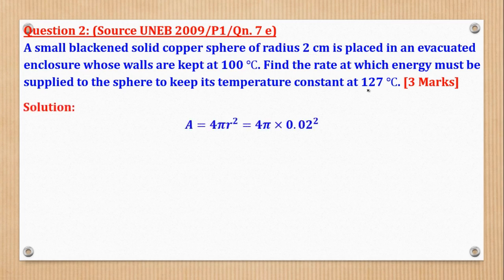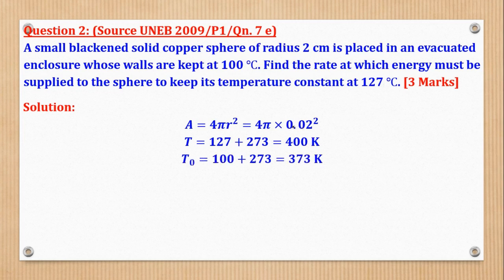So first you'll get the area or the surface area. So surface area of a sphere is 4 pi r squared. So the radius is 2 centimeters, convert to meters to give you 0.02. Then convert this temperature in Celsius to Kelvin to give you 400 Kelvin. Then also convert this to Kelvin to give you that.